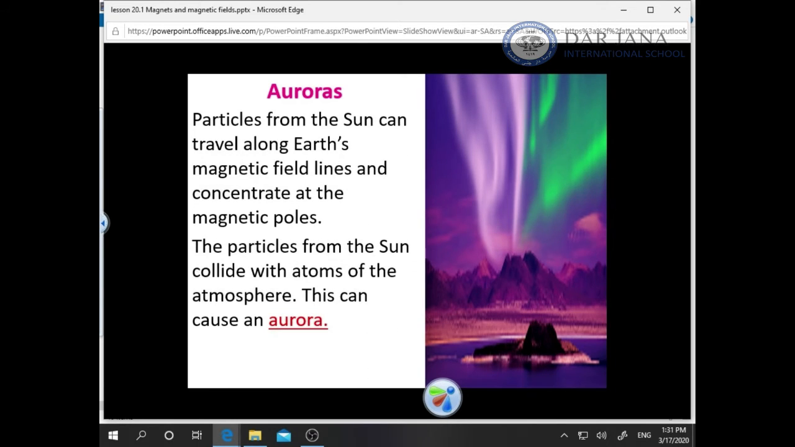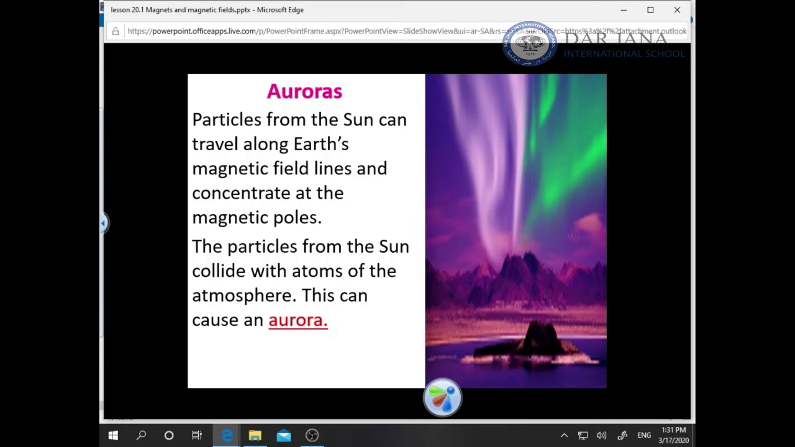What is aurora? Particles from the sun can travel along the Earth's magnetic field lines and concentrate at the magnetic poles. The particles from the sun collide with the atoms of the atmosphere. This can cause aurora.